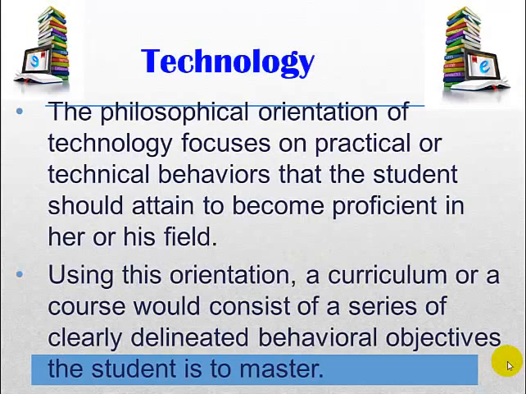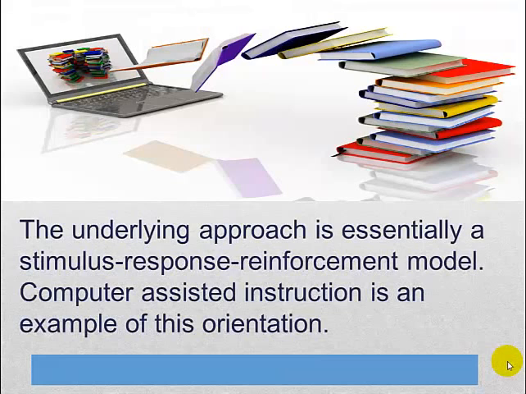So now we are going to jump to another point, the philosophical approach. Here we are going to discuss technology. The philosophical orientation of technology focuses on the practical or technical behavior that the student should attain to become proficient in her or his field. Using this orientation, a curriculum or a course would consist of a series of clearly delineated behavioral objectives the student is to master. The underlying approach is essentially a stimulus-response reinforcement model.